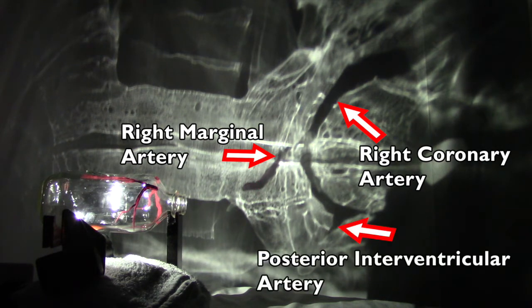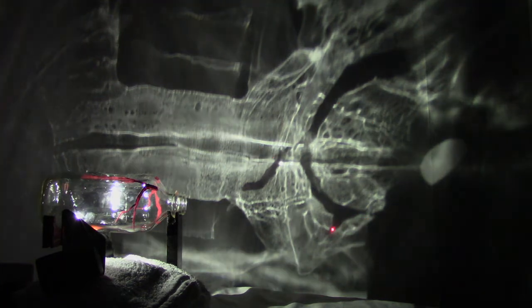The posterior interventricular artery, also known as the posterior descending artery, arises from the terminal end of the right coronary artery and is shown here in the lower aspect of the image. Recall that the posterior interventricular artery supplies the atrioventricular node and the posterior one-third of the interventricular septum.